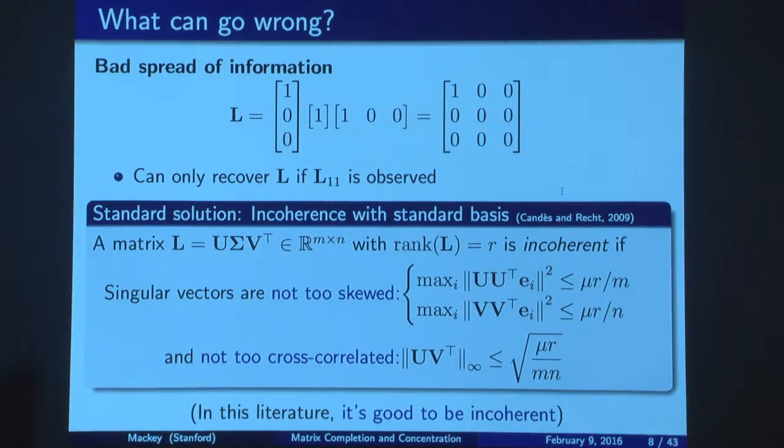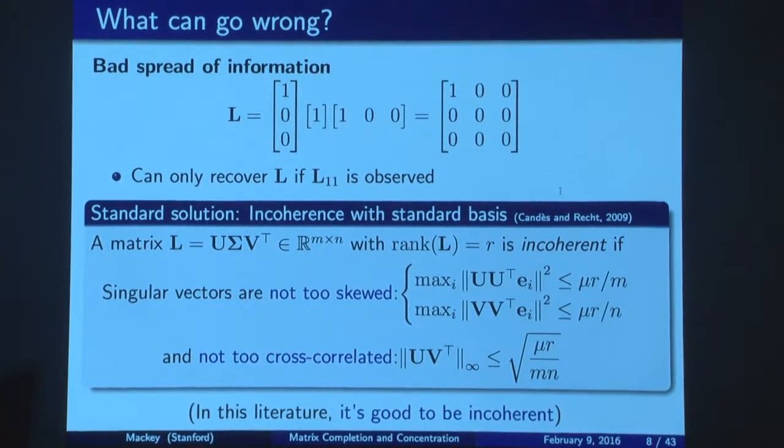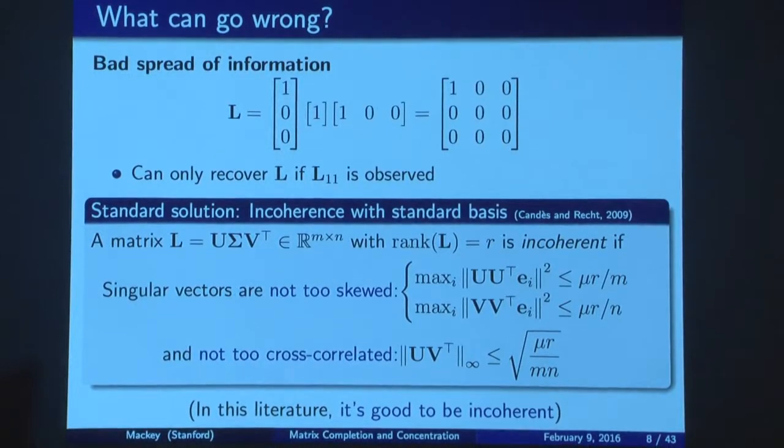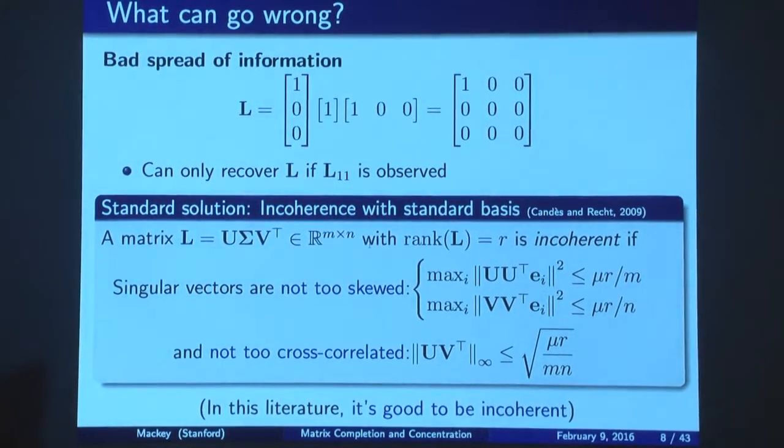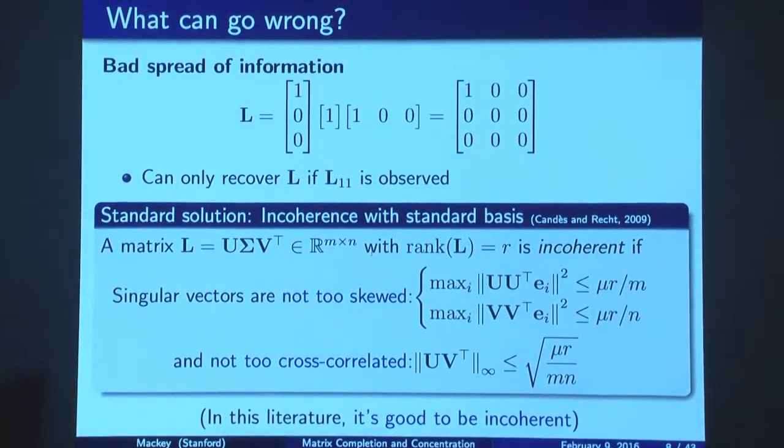OK, so what does that mean exactly? I've given you the exact definition here. But essentially, it says that if I take my matrix, it's low rank, and I take its truncated SVD, then the singular vectors are not too skewed. So they don't look like a 1 with a bunch of zeros. And they're not too cross-correlated with one another. But again, the notion you should have in your mind for the purposes of this talk is that incoherence means good spread of information.